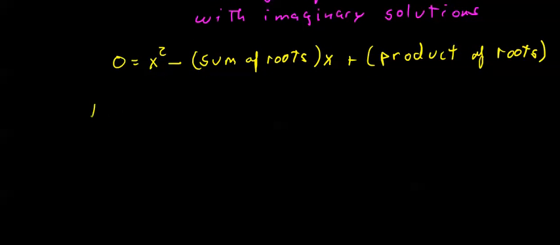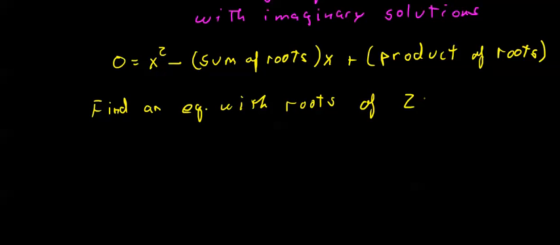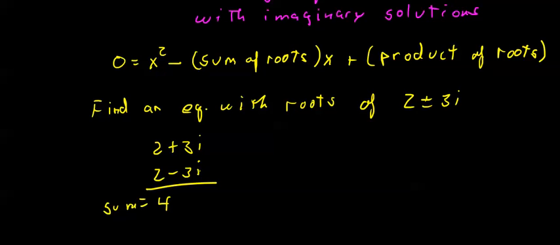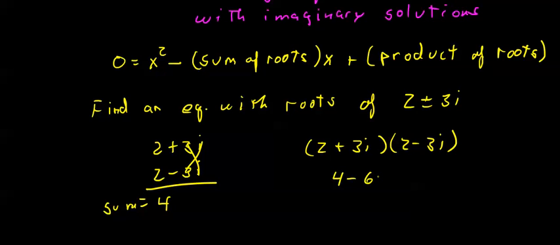So if I say find an equation with roots of 2 plus or minus 3i, we'd have 2 plus 3i, 2 minus 3i, and the sum is 4. The 3i's just cancel. We take 2 plus 3i, 2 minus 3i, we multiply, 2 times 2 is 4, minus 6i, plus 6i, minus 9i squared. Or, these cancel, 4 minus 9 times negative 1.